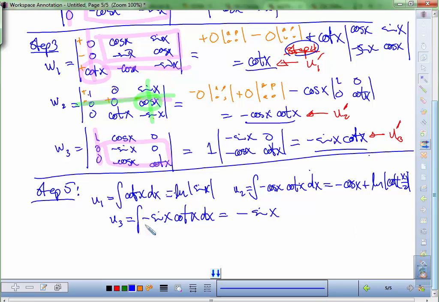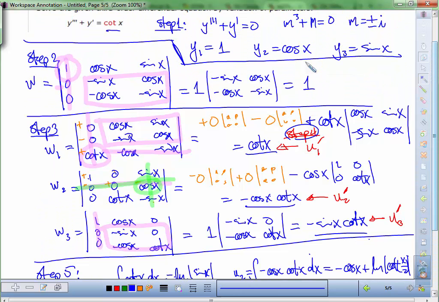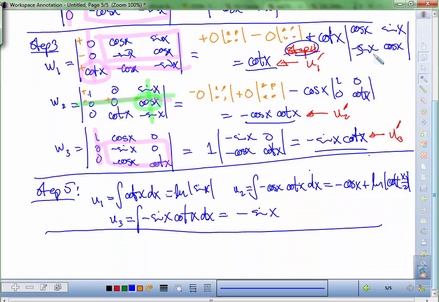Okay. So now that we got these things, we just couple them up with y1, y2, and y3, the 1, the cosine, and the sine. And then I'm going to jump straight into step 7.